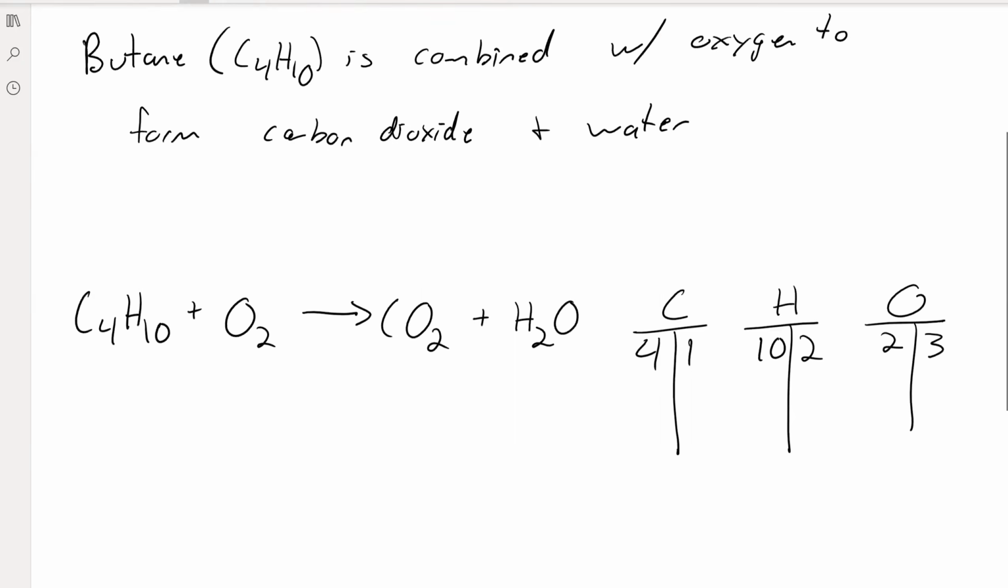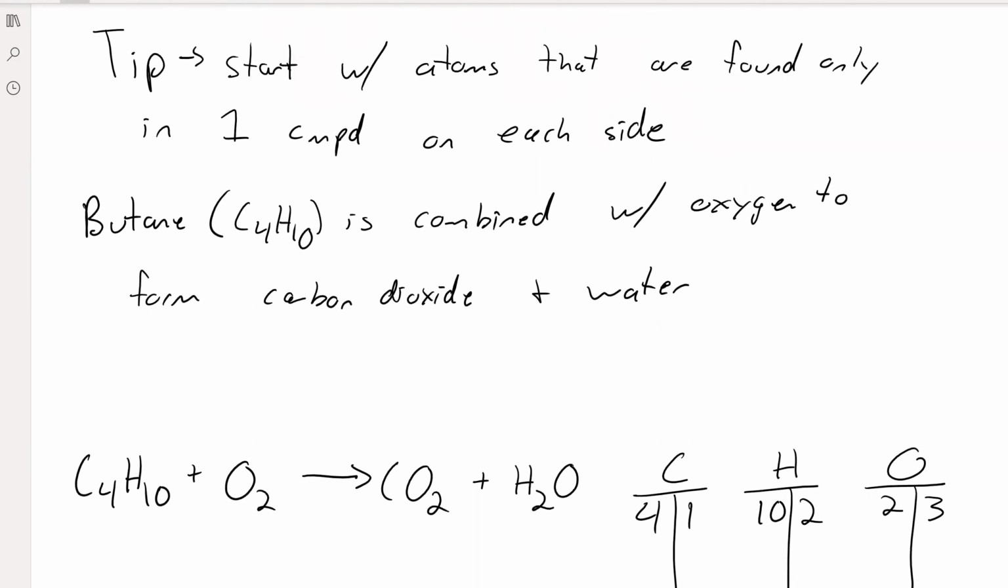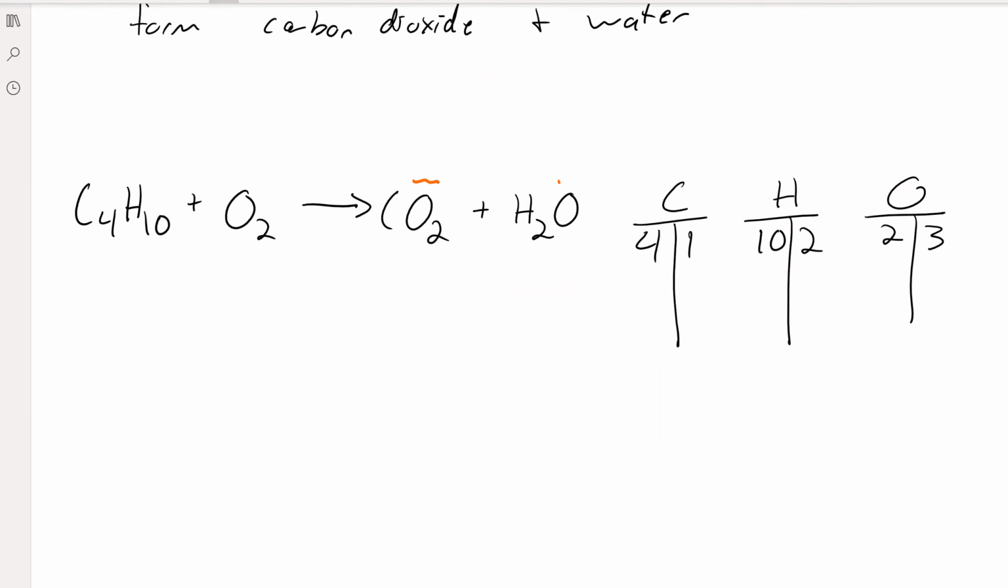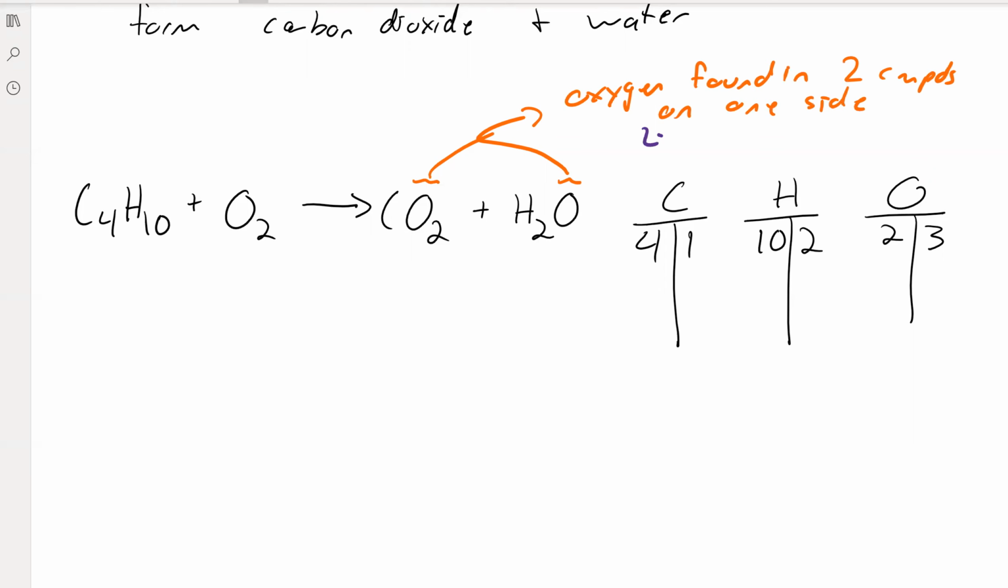So the question you might think about is where to start. Again, my tip is to start with atoms that are only found in one compound on each side. So for example, here oxygen is found in 2 compounds on one side, right? So that's going to give us the hint: don't start with that one. Start with carbon or hydrogen. Don't start with oxygen, because it's going to be more complicated than it needs to be, since you're not going to know which oxygen to grab more from. So anyways, we're going to start with another one.